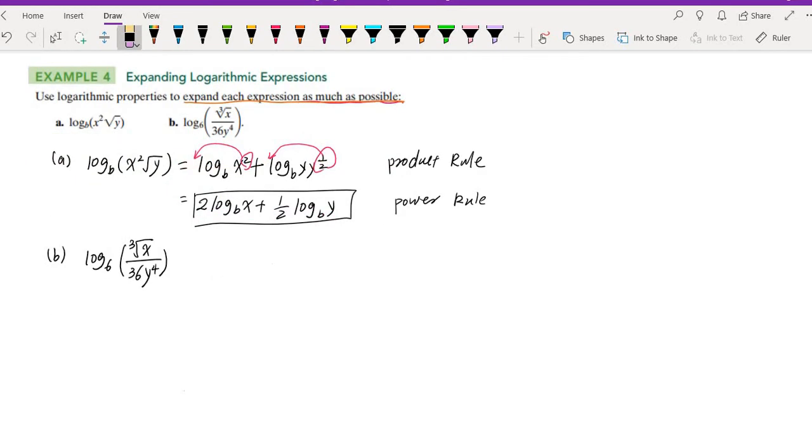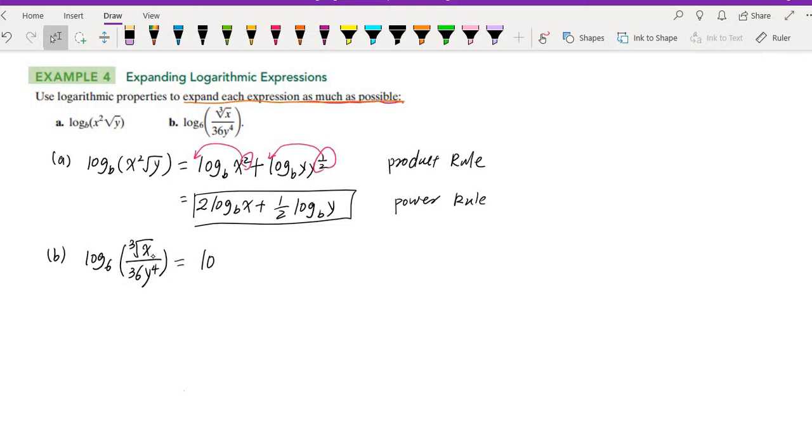Alright, for part B, let's take a look. We have log base 6, and then we have the cubic root of x over 36y to the 4th power. So if you look at this, we have two pieces. One is we're going to have a quotient rule, because we have an m over n form. Another piece is, hopefully you realize 36 multiplied by y to the 4th power, that is actually the product rule. So let's go ahead and use the quotient rule first.